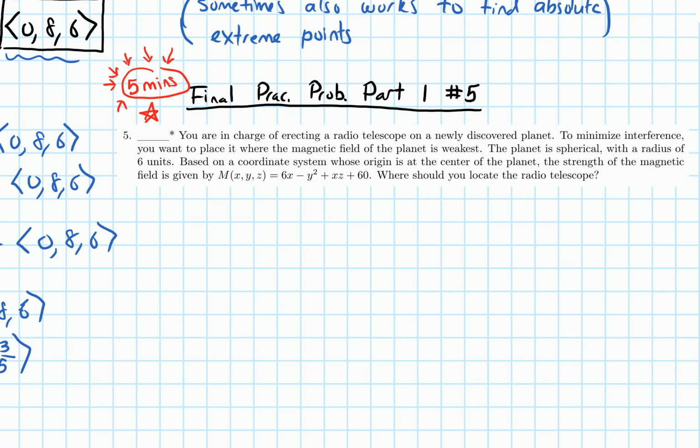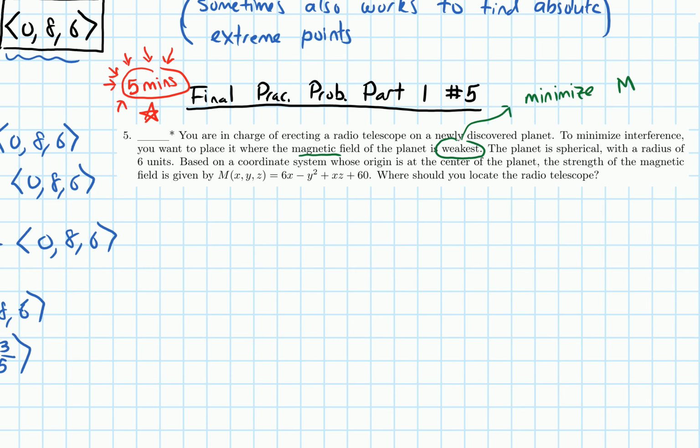So the first thing that would be helpful to know is, do I want to maximize something or minimize something? The key word there is, it says the magnetic field needs to be the weakest at whatever this point is, if we're trying to minimize the interference. So if I want that magnetic field to be the weakest, I want to minimize our function.